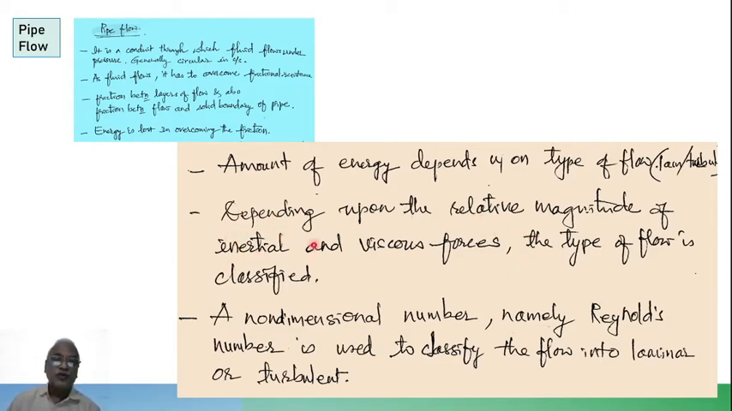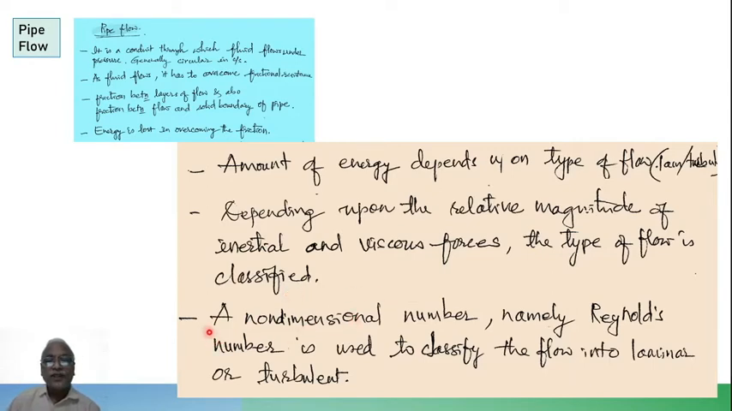So, depending upon which is more, the flow is laminar or turbulent. If the inertia forces are more, then we classify it as turbulent flow. If the viscous forces are more, then we call it laminar flow. Laminar flow will be slower, neat, layered flow, whereas turbulent flow will be intermixing, noisy flow, rough flow.